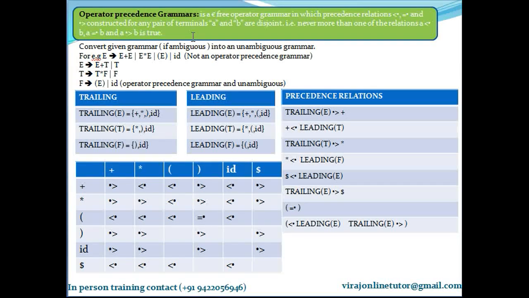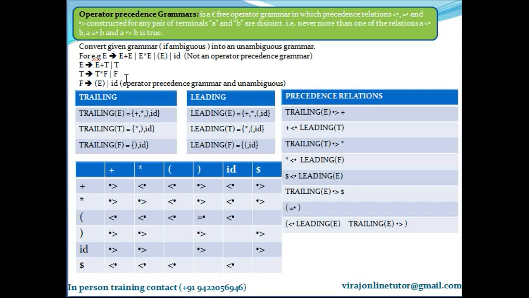So first we need to convert a given grammar, if ambiguous, into a non-ambiguous grammar. Because if a grammar is ambiguous, there is a huge chance that I'll get multiply defined entries in the precedence parsing table. So please remove the ambiguity of the grammar if an ambiguous grammar is given to you in exams. For this particular example, it is not an operator precedence grammar because it is ambiguous. First, remove the ambiguity. How to remove the ambiguity?